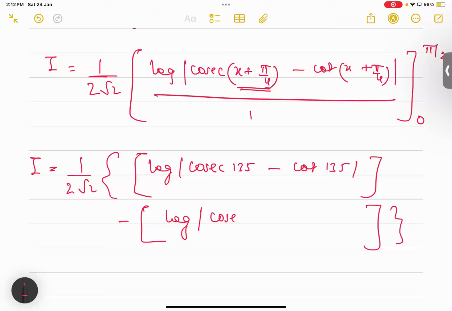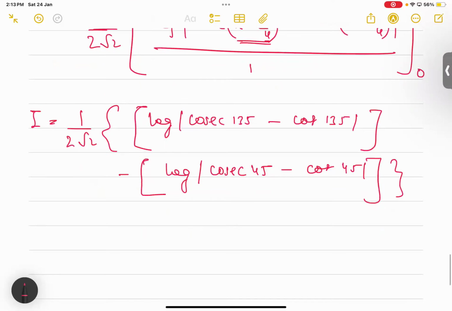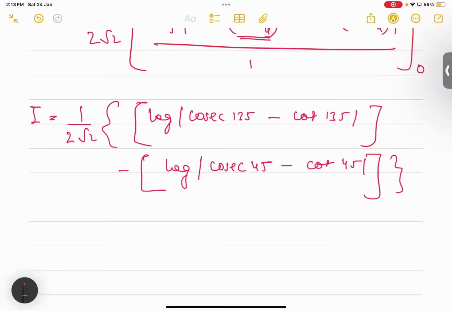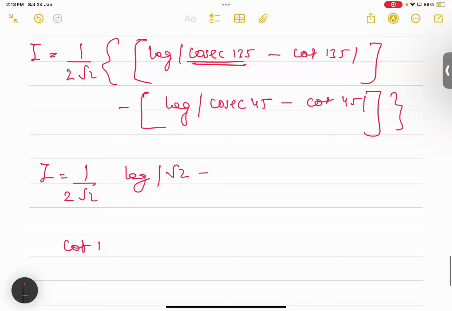Mod cosec, tell me. 0 plus pi by 4 is 45. Correct. Minus cot 0 plus pi by 4, that is also 45. Okay. We just calculated sometime back what is cosec 135. Root 2. Minus cot 135 was what? We didn't calculate, no? So we calculate cot 135.